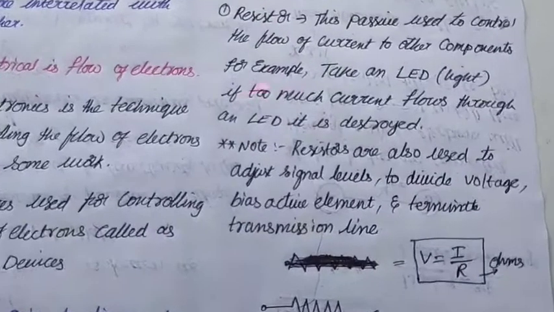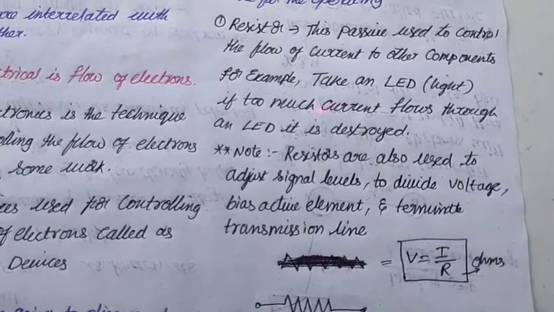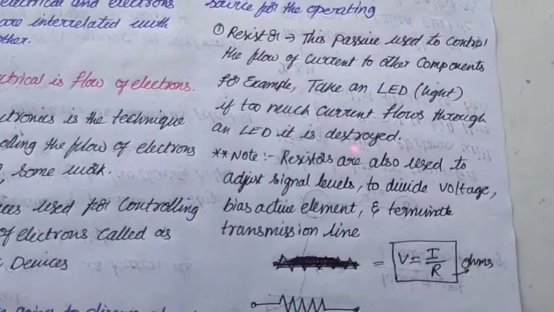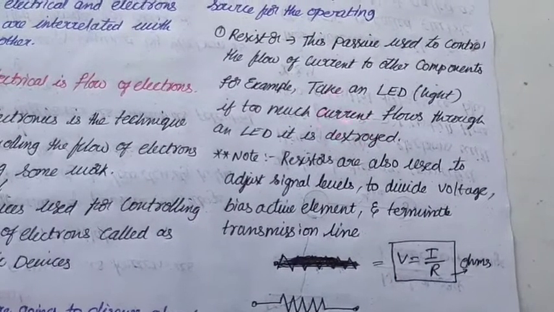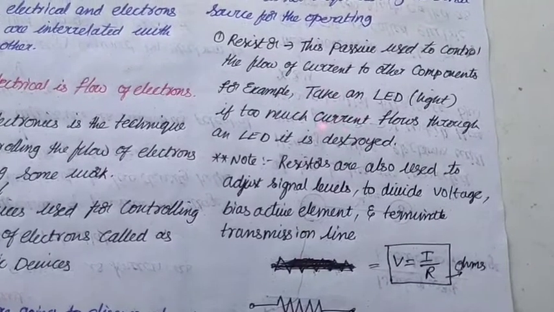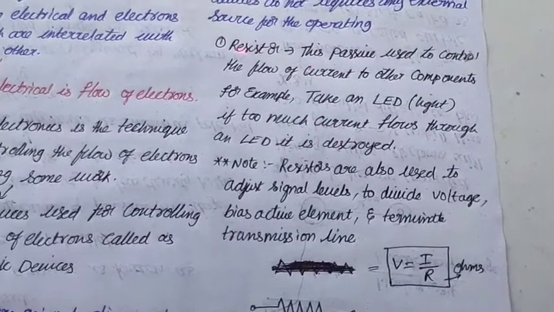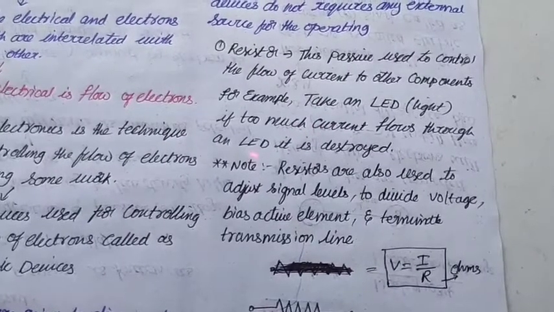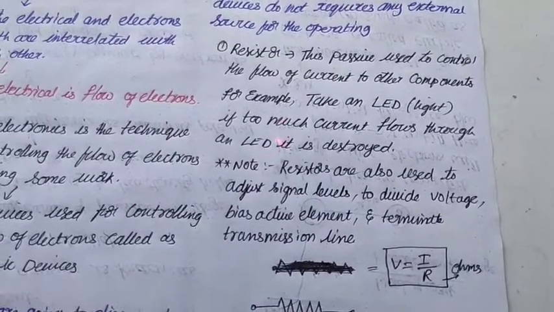For example, take an LED. If too much current flows through an LED, it is destroyed because there is nothing regulating the electrical current. So if we keep a resistor, this current is regulated and the LED gets the energy required.